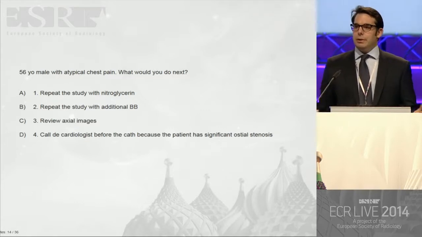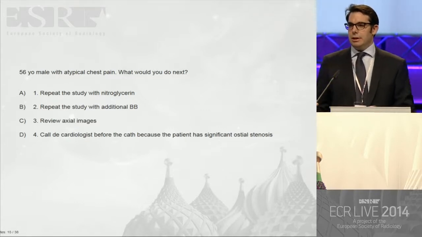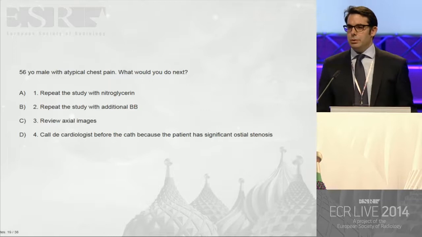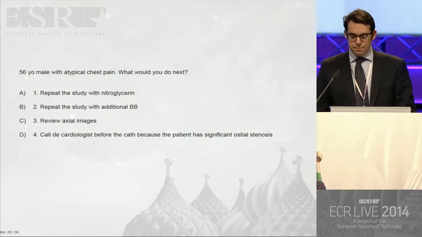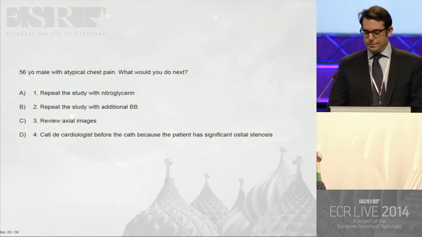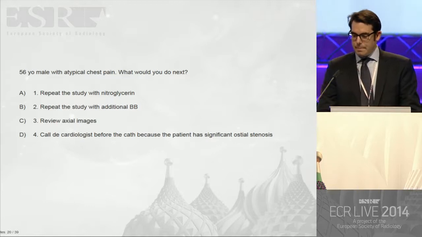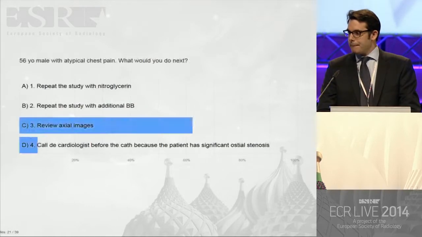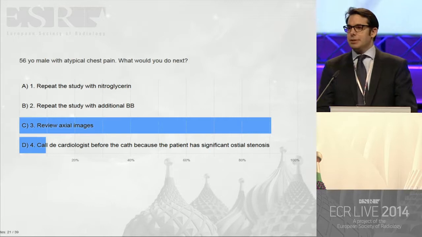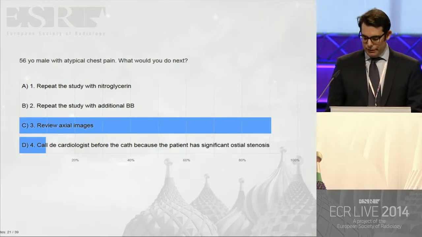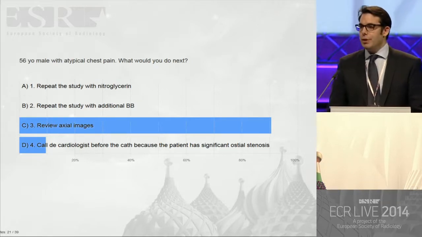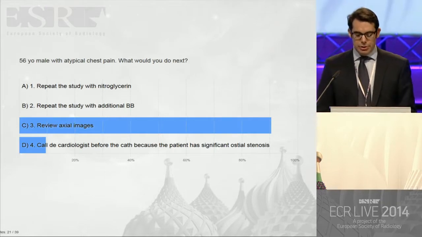You are reading, remember, you're reading the cardiac CT. Unfortunately, you have another 25 chest CTs to read that day. And the resident comes to you and shows you this image. Review the axial images. So you know from experience that this is a very frequent issue. And again, always remember to review the axial images because these are the source images.